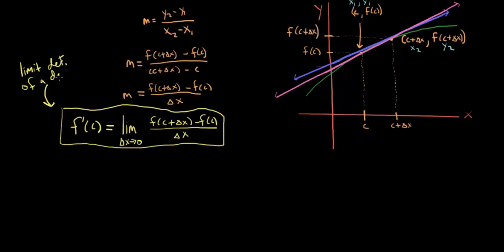Okay? Now, the alternative definition, let me change colors real fast so we can keep them straight. Let's go to green. Green's nice. We can do this. Start with the limit definition, and let's say let x equal c plus delta x. Okay?